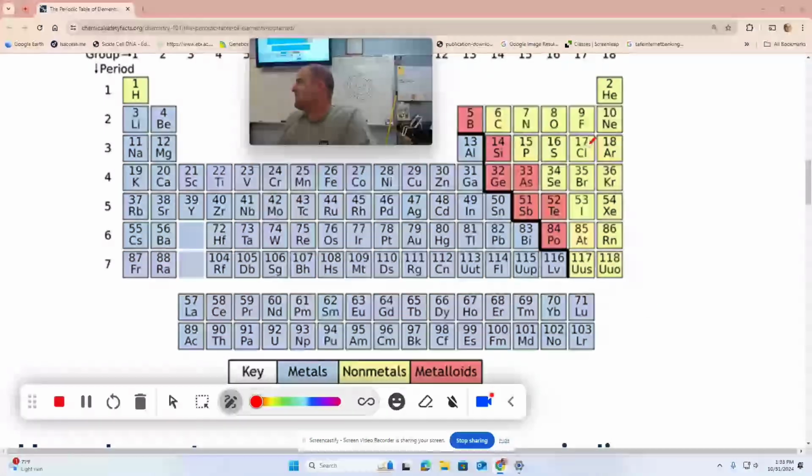The yellows are nonmetals. The reds are your metalloids. Depending on the situation, they might be more like the nonmetals, or they might have characteristics more like the metals. And then you have all the metals. This is the most basic color coding you'll probably find on periodic tables that have color coding, okay?